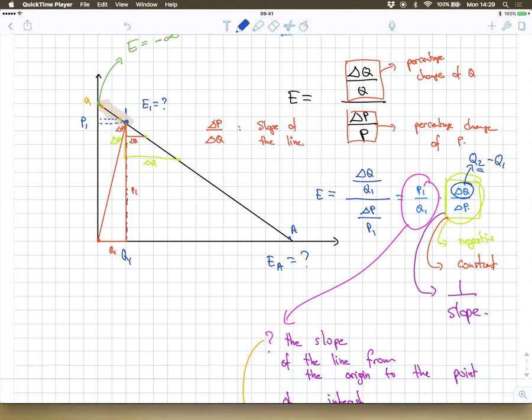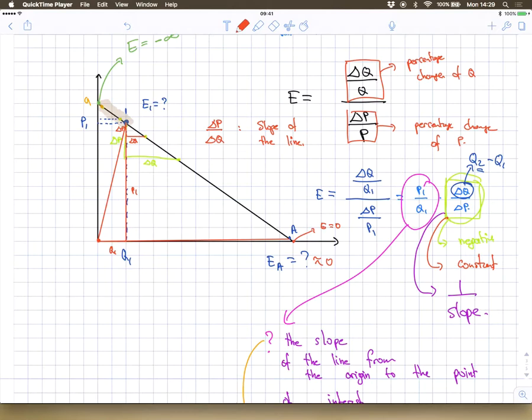If you think about this, do a ray from the origin. What's going to be the slope of this ray from the origin? It's going to be whatever the price is over there divided by whatever the quantity is over there. But the price over there is going to be very close to 0. The quantity is going to be relatively large. So here it should be approximately 0. And what should the elasticity be exactly at this point here?